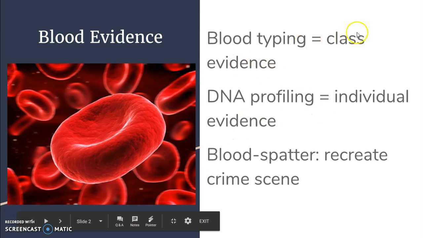So you need to remember the difference between class and individual evidence. Blood typing is class evidence because it can narrow it down to anyone that has AB positive blood, or it can eliminate people based on that, but it cannot tell me exactly who left that evidence. Whereas DNA profiling is individual evidence because it can point me to exactly that person or individual. And then blood spatter helps to recreate the crime scene, and we're going to work a lot with that in our labs during this unit.